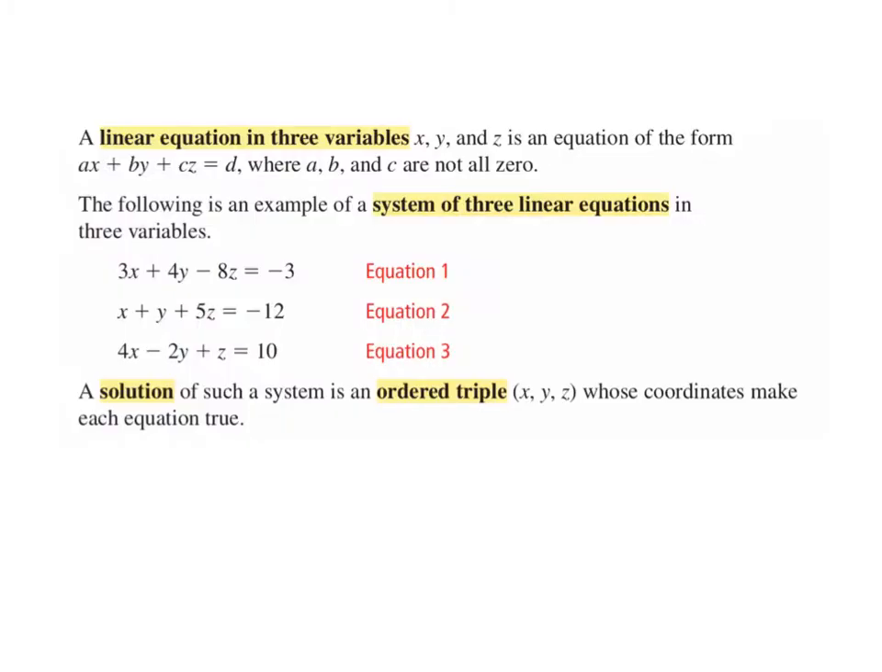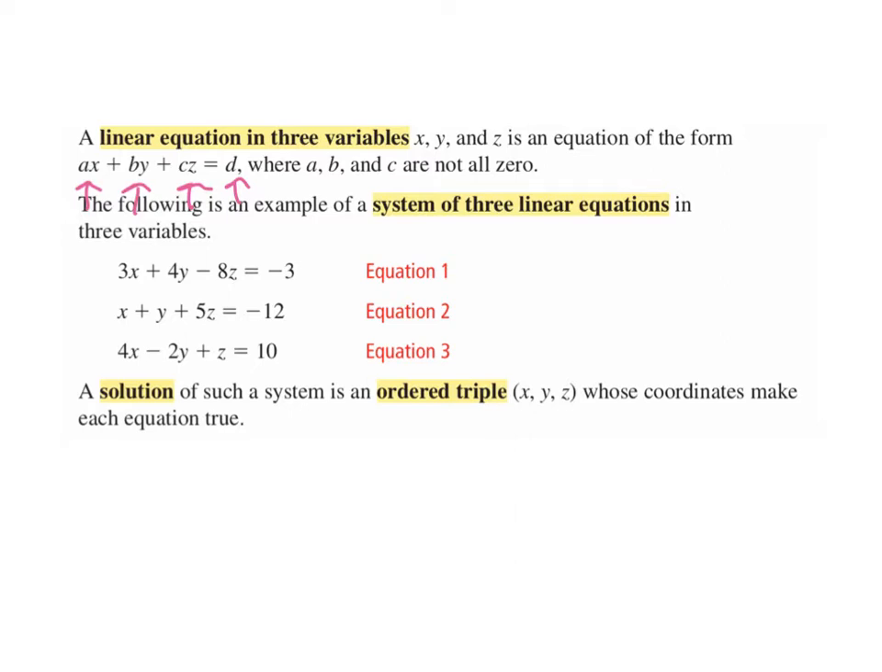So a linear equation in 3 variables, we have x, y, and z. Yesterday we just had x and y. Today we're throwing in z in there. It is an equation of the form a times x plus b times y plus c times z is equal to d, where a, b, and c are not all 0. So again, we have to have it in this order where we have our x, our y, our z, and then equals our number.